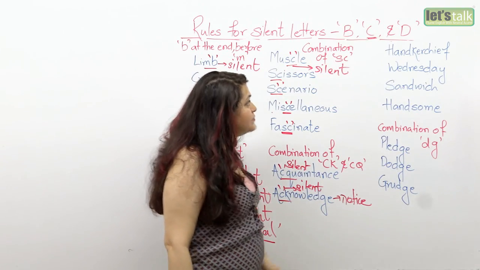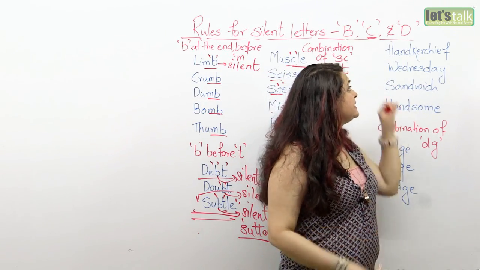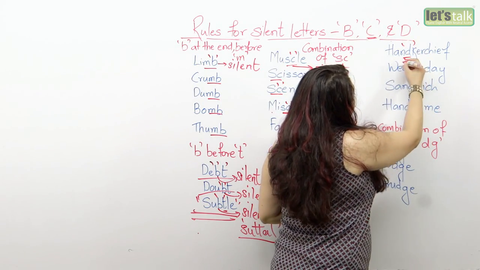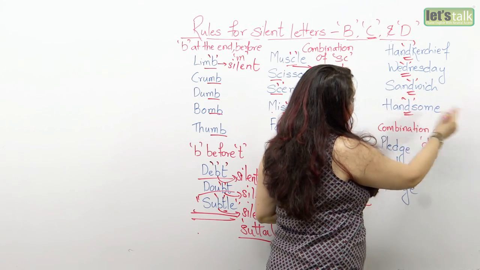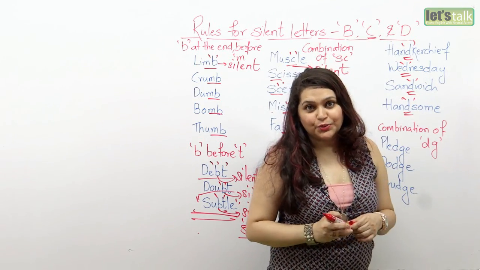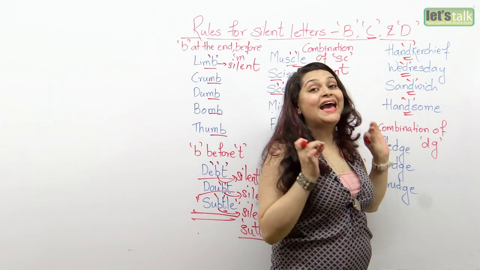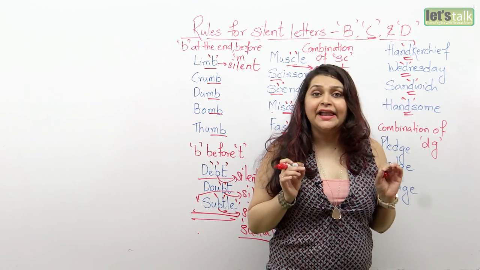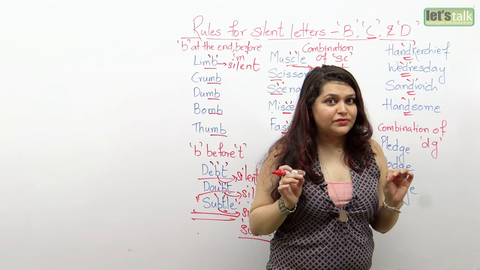And now I come to the alphabet D. D is silent in these words, which makes their pronunciation slightly tricky. But don't worry, I'm going to guide you through it. The first one is not handkerchief because D is silent, it's handkerchief. So listen to me one more time, it's handkerchief.